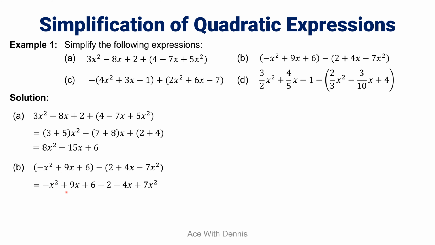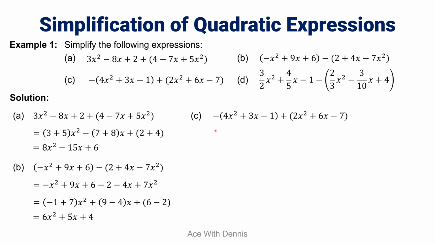Negative x squared plus 9x plus 6. And all the signs here will change, becomes minus 2, minus 4x plus 7x squared. After that, we just combine the like terms together. We start with the x squared term. So for this case, we have minus 1 and plus 7. So minus 1 plus 7, x squared. For the x term, 9x minus 4x. So 9 minus 4, x. And the constant term, 6 minus 2. Hence, the answer becomes 6x squared plus 5x plus 4.